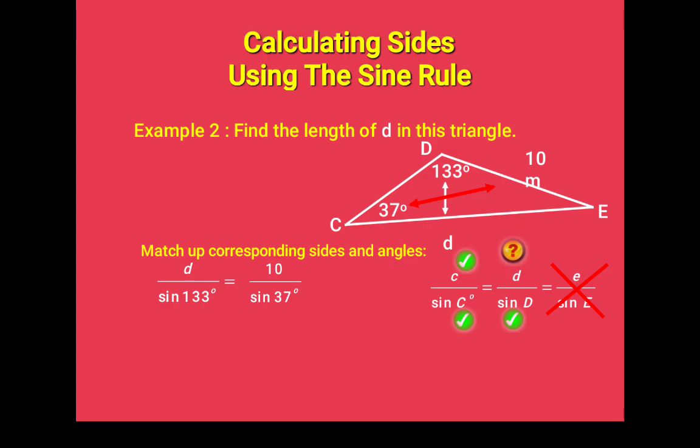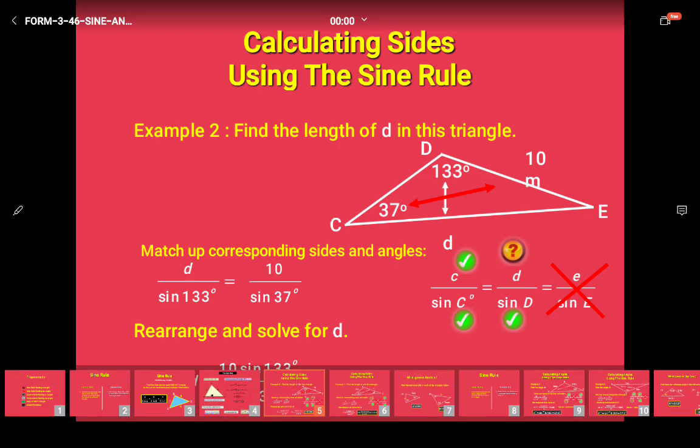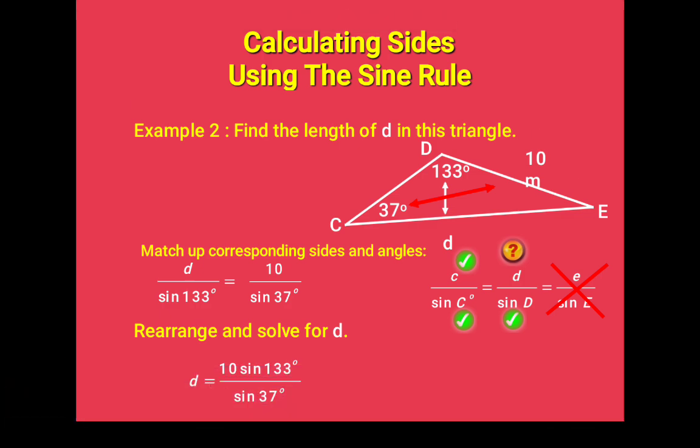All right, so moving forward, we are going to solve for D. So just make D the subject of the formula. In this case, it shall be found that D shall be equal to 10 times the sine of 133 divided by the sine of 37. So if you do your mathematics properly and substitute, you shall find that D is 12.14 meters.